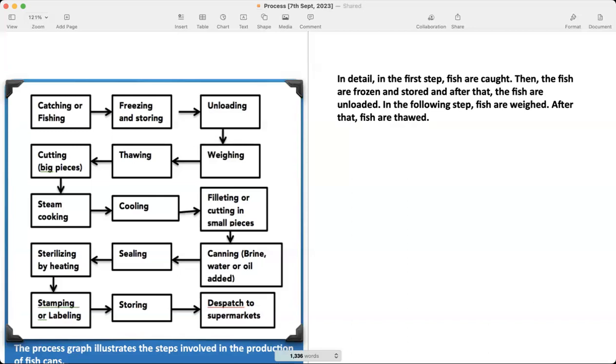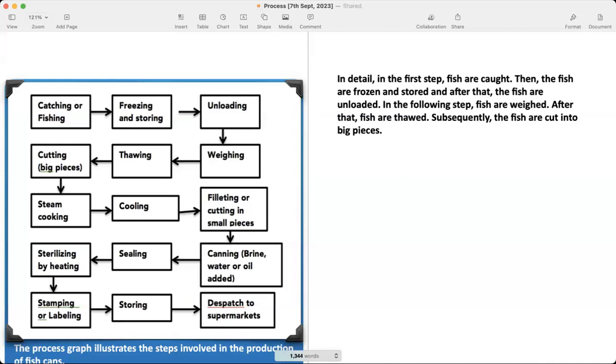Very good. What is the third form of cut? Cut. Cut it is not a word. Everything else was fine, but I want a different connector. Can you think of a different connector? Subsequently, okay. Subsequently, the fish are cut into big pieces. Very good. Okay. Next.